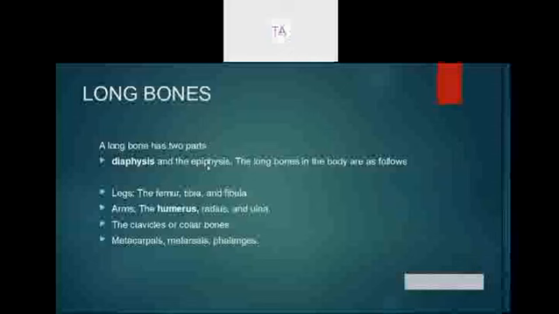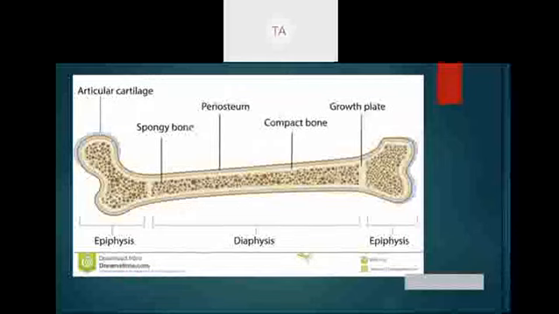The long bones in the body are as follows. In the legs, as I've already said, the femur, tibia, and fibula. All this we will cover later on. In this, note down the names. In the arms, the humerus, radius, and ulna. And you will also find long bones in the clavicles or collarbones, metacarpals, metatarsals, and phalanges. Okay, this is the picture of a long bone.